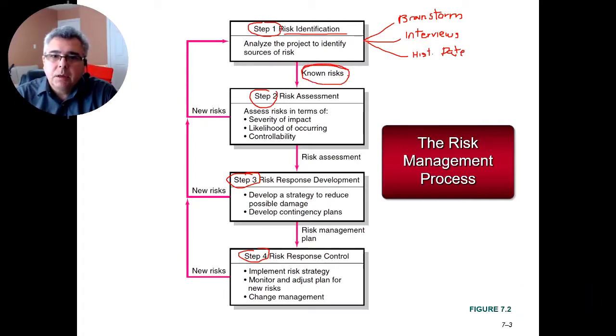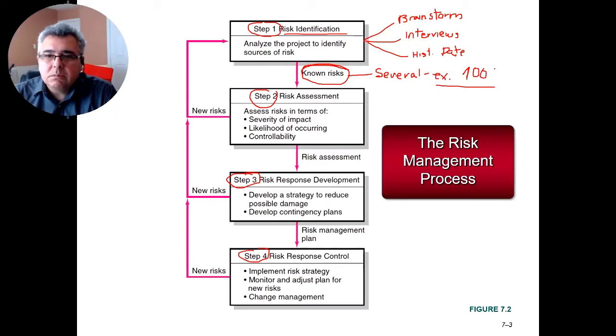So maybe here you can come back to several known risks. Several. Okay. And just for example, let's put, for instance, example maybe 100. Okay. From that brainstorm, interviews, and so on, we cannot handle or manage a large amount of risk. And then we have the second step in which you do the risk assessment.